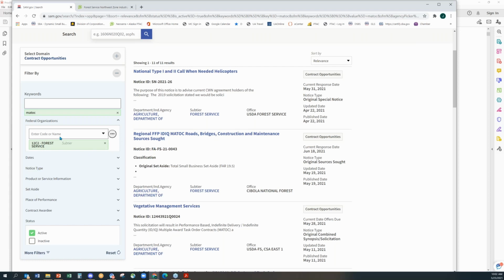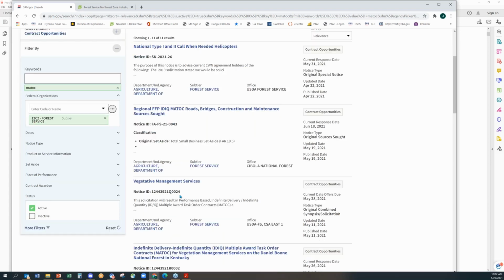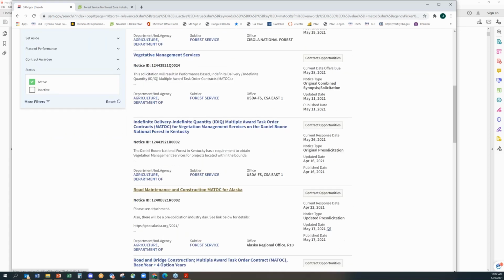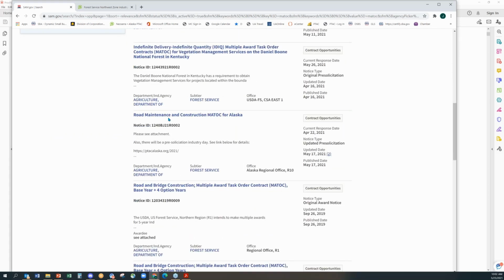So what I'm looking at right now on this screen, I used the keyword, here in green, for just MATOC and the Forest Service. And we can see that there are quite a few of the different MATOC roads for multiple locations outside of the Alaska area. I just wanted to call that to your attention since we're all looking at and talking about, specifically here, this road maintenance construction MATOC for Alaska.